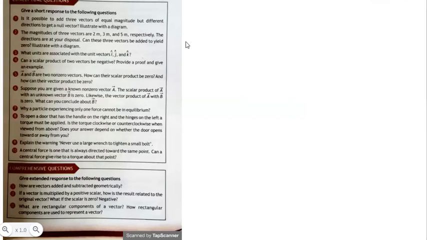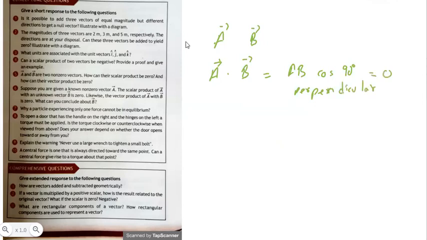If we have the two vectors A and B, then their dot product will be 0 if the two vectors are perpendicular to each other. And the vector product will be 0 if these two vectors are either parallel or anti-parallel, since sine of 0 and sine of 180 are equal to 0. So either parallel or anti-parallel.